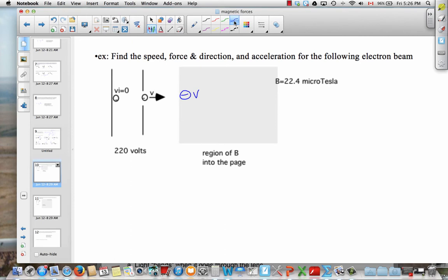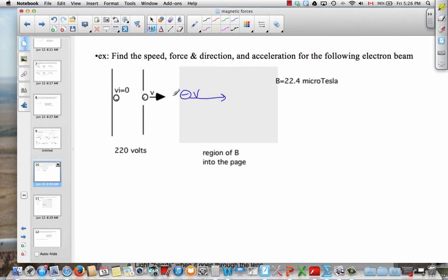Okay, so having practiced the right-hand rule a little bit, we're now ready for a numerical problem. Here we've got an electron gun, so we're going to shoot electrons. We're going to get them going really quickly. They're going to enter this region of magnetic field. The magnetic field is into the page. So if we do the right-hand rule, right index finger points to the right, middle finger into the page.